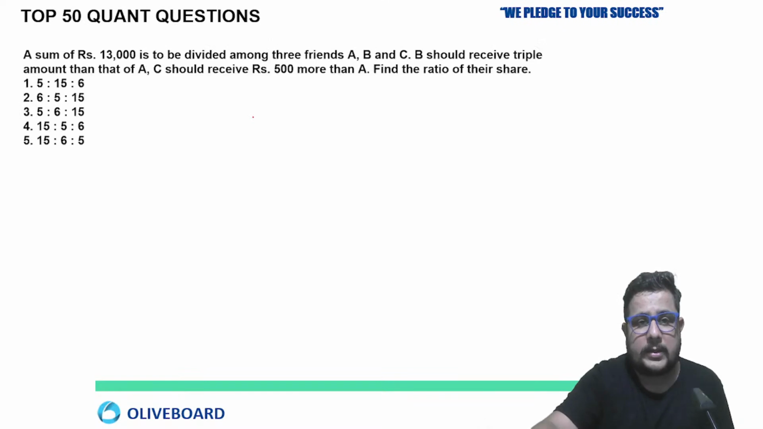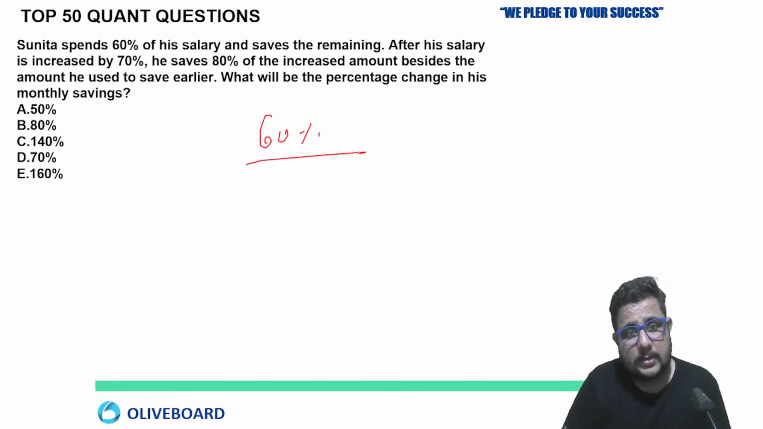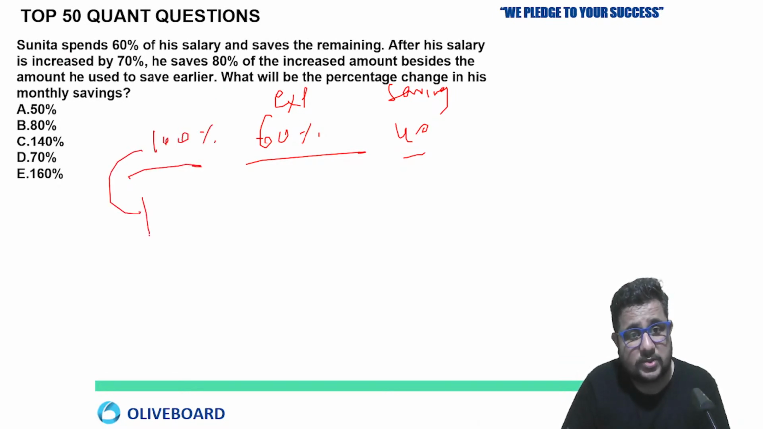Now okay. Sunita spends 60% of his salary and saves the remaining, so 60% spent, this is the expense, so saving is going to be 40. Now if the salary is 100%, 100 rupees, and it is increased by 70%, it will become 170. Now he saves 80% of the increased amount besides the amount he used to save earlier.